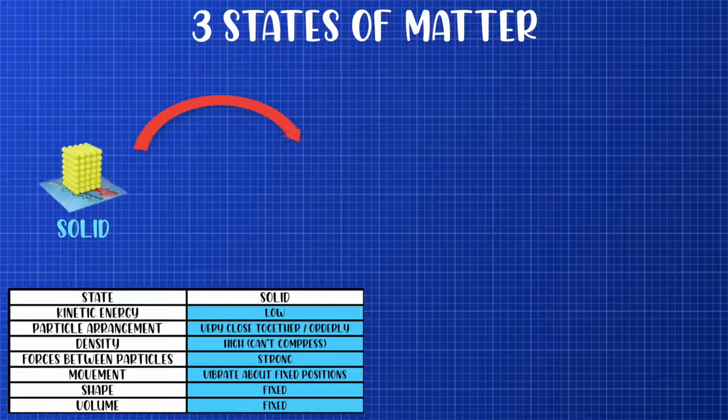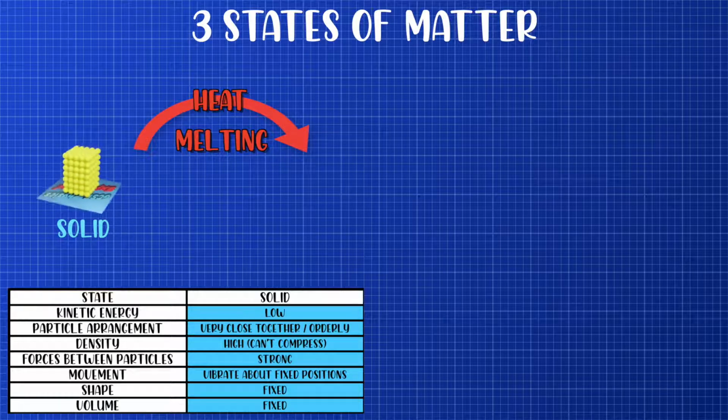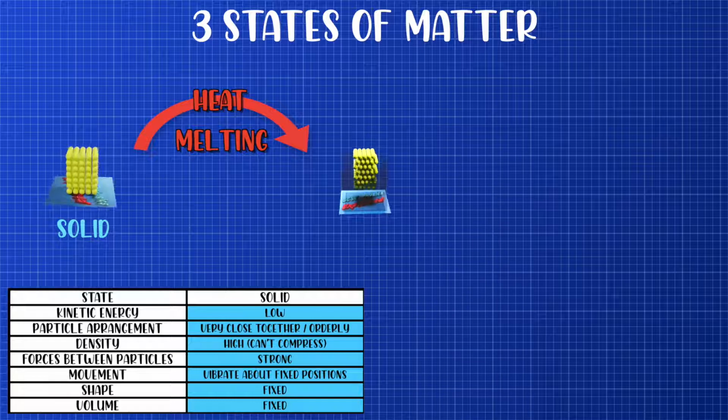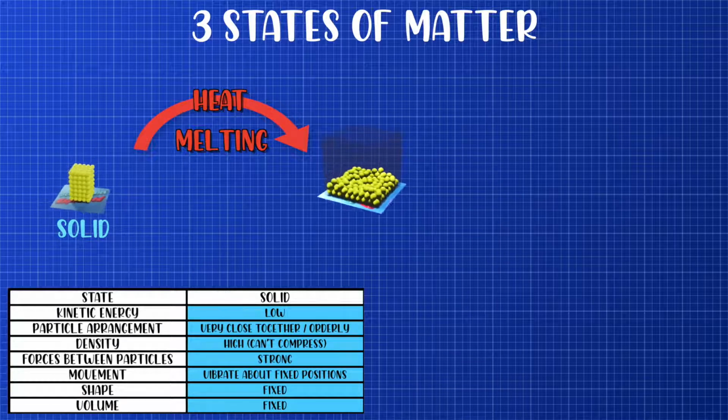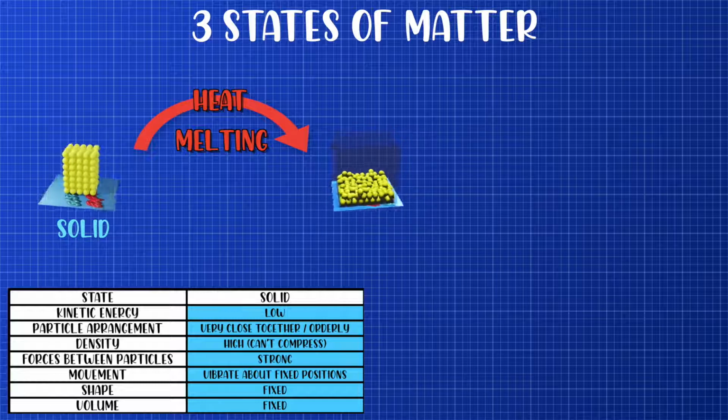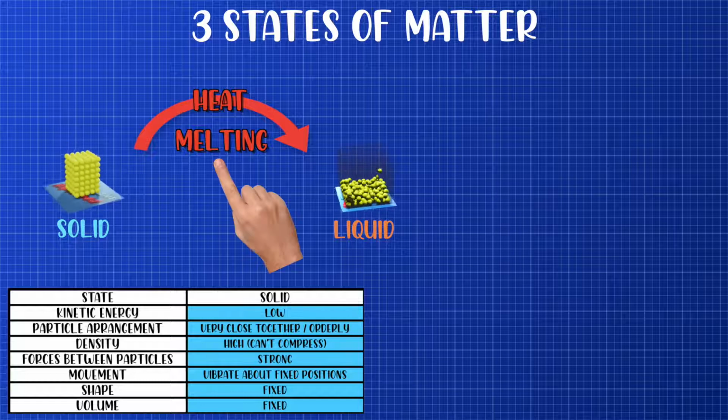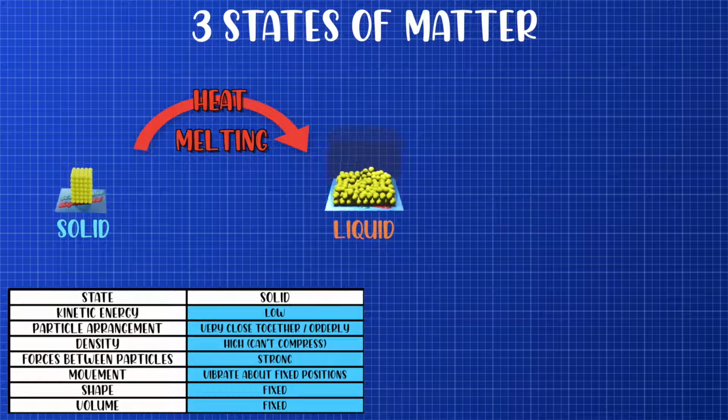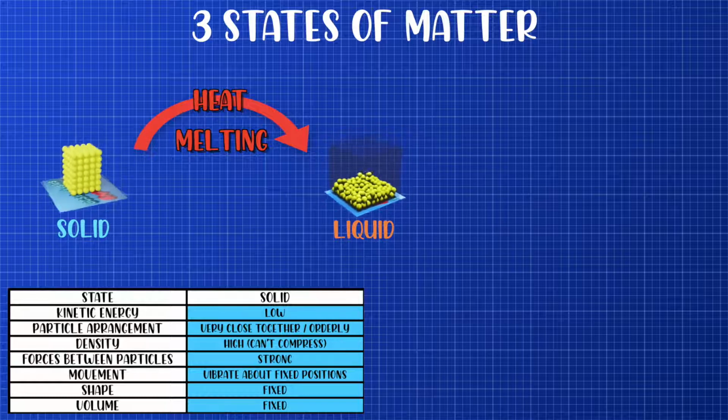When you raise the temperature of a solid, the particles gain energy and vibrate faster, which weakens the forces between them. When the temperature reaches the melting point, the particles gain enough energy to break free from the forces of attraction or bonds that were holding them together, and the solid changes state into a liquid. We call this melting. Let's see how melting affects the properties and therefore the behaviour of the particles.